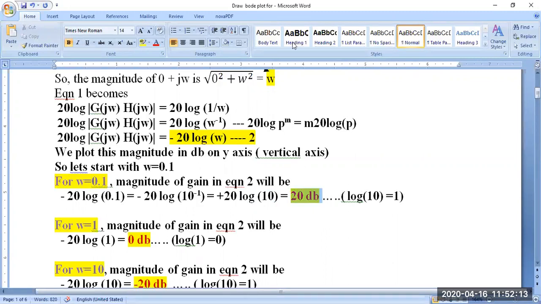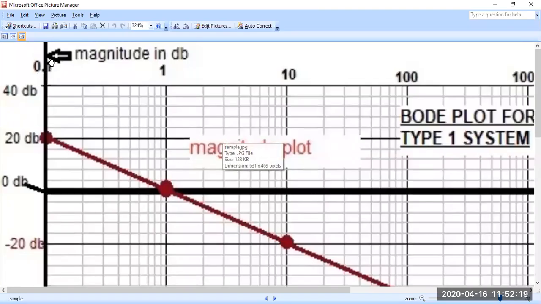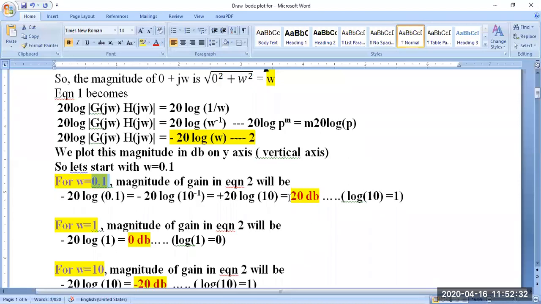20 dB. So let us check that we have done it correctly in the plot. In the plot, for omega 0.1, we have shown a dot, which is the magnitude, 20 dB. So as per the calculations, for omega equal to 0.1, we have a magnitude of 20 dB. We have used equation number 2, minus 20 log of omega, right?